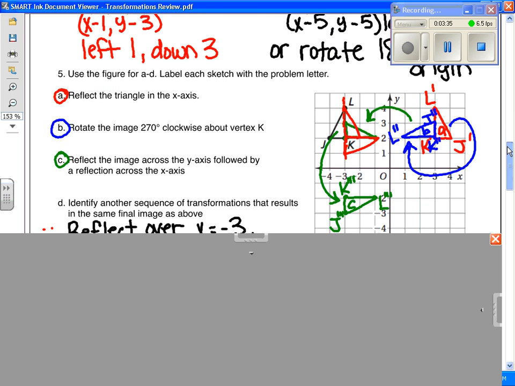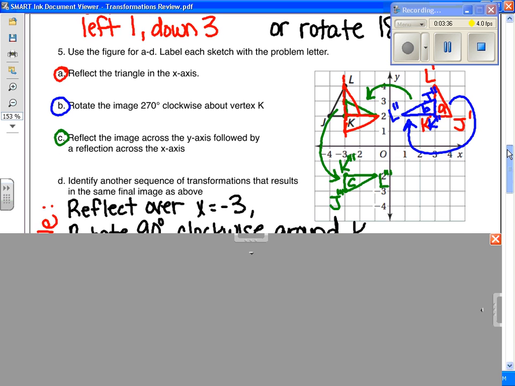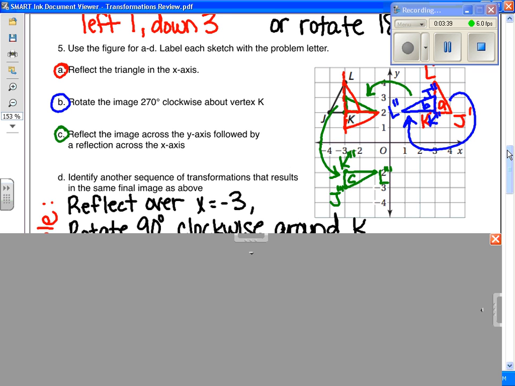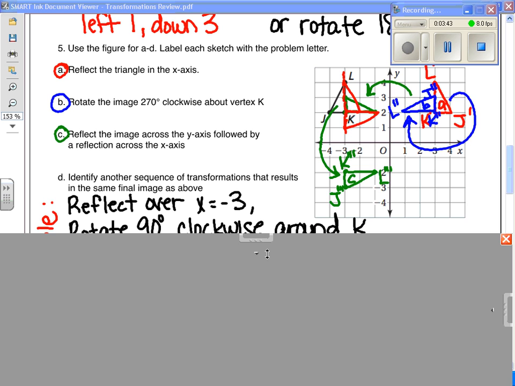All right, part 5. All of these transformations go off of each other. So they're kind of combined. On part A, that one's in red, so you'll see that it was reflected over the x-axis. Part B is in blue, that was a 270-degree clockwise rotation around K. Part C, you reflected across the y and then across the x to get down to the third quadrant.